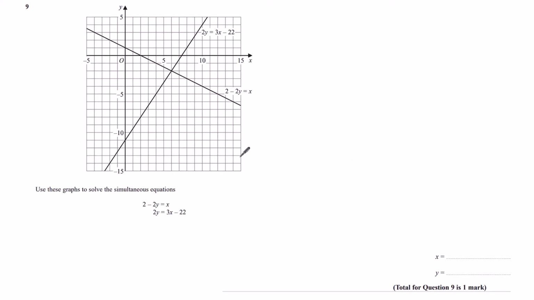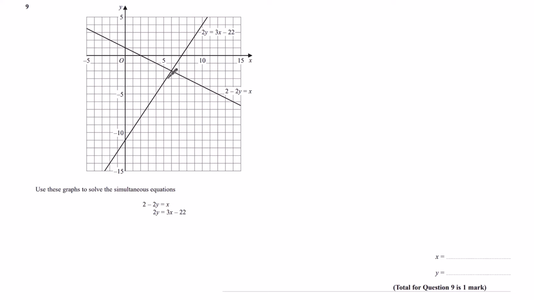Question 9. Use these graphs to solve the simultaneous equations 2 minus 2y is equal to x and 2y is equal to 3x minus 22. Well, we have each of these lines drawn on this set of axes here, and so solving them is to find the point where they cross.